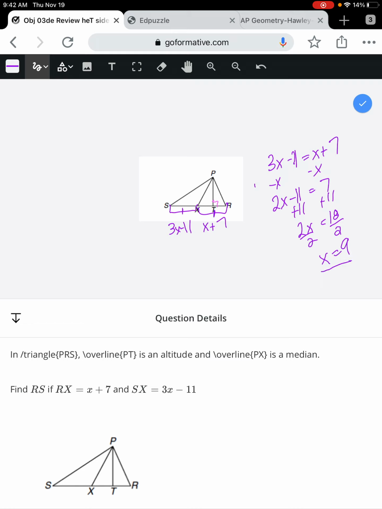So x has to be 9. I want to answer the question. So I want to find this whole segment. 3 times 9 is 27, minus 11 is 16. And 9 plus 7 is also 16. So this whole side has to be 32. So RS is equal to 32.